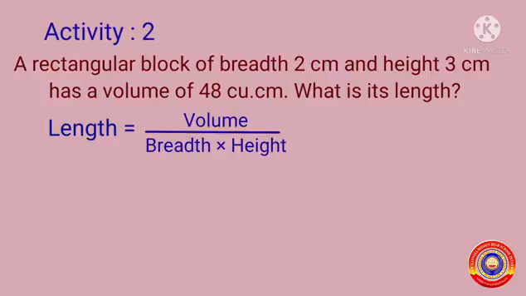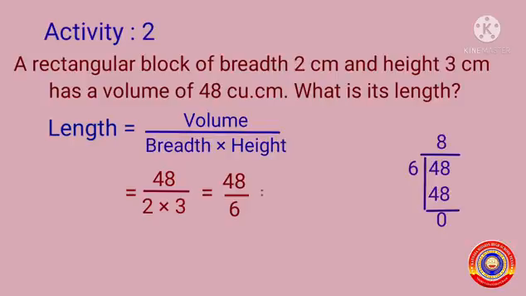Then length is equal to volume divided by breadth into height. That is equal to 48 by 2 into 3. That is equal to 48 by 6. On dividing 48 by 6, we got 8 as the quotient. Then, length of this rectangular block is equal to 8 centimeters. Is it clear for you?